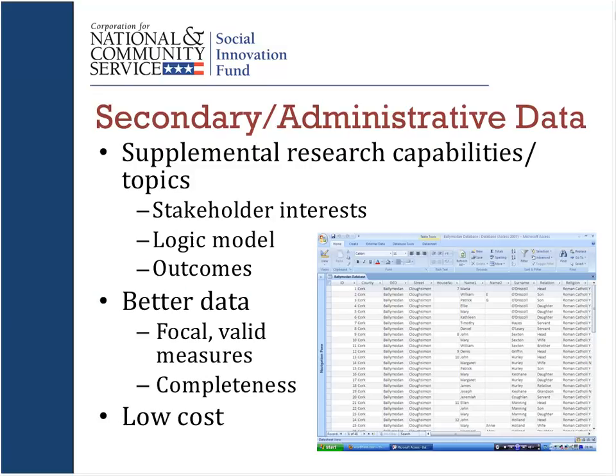Any questions briefly before I move on to the last evaluation topic?